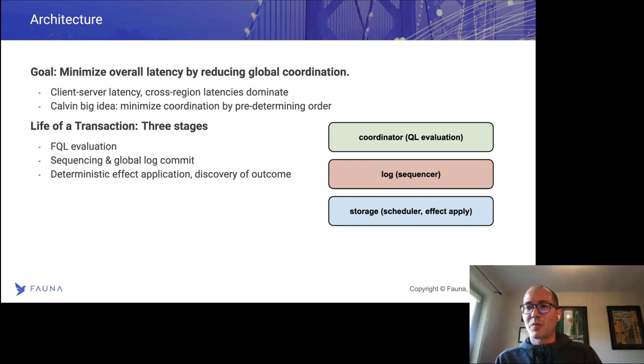But also on the side here, I'll point out that my terminology, through what we've developed on the system over the years, has drifted a bit from the terms in the paper. The paper talks about the sequencer, the scheduler, and the storage. We have three roles in Fauna: the coordinator, the log, and storage. They sort of correspond with the labels in Calvin, but not quite.